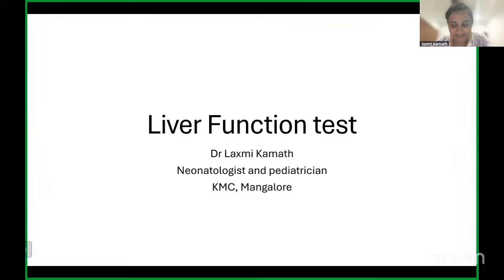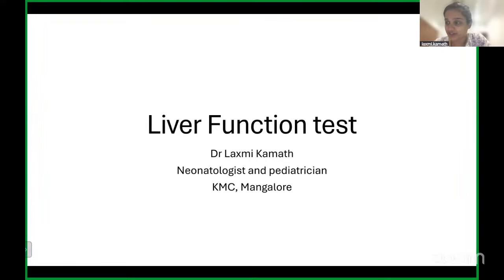So today's topic is liver function test. It's a short and very meaningful topic because before you see any child with jaundice or any suspected hepatitis, for that matter, on a day-to-day basis also, when you see any LFT report, you should know to interpret it and derive what is going on in the body.